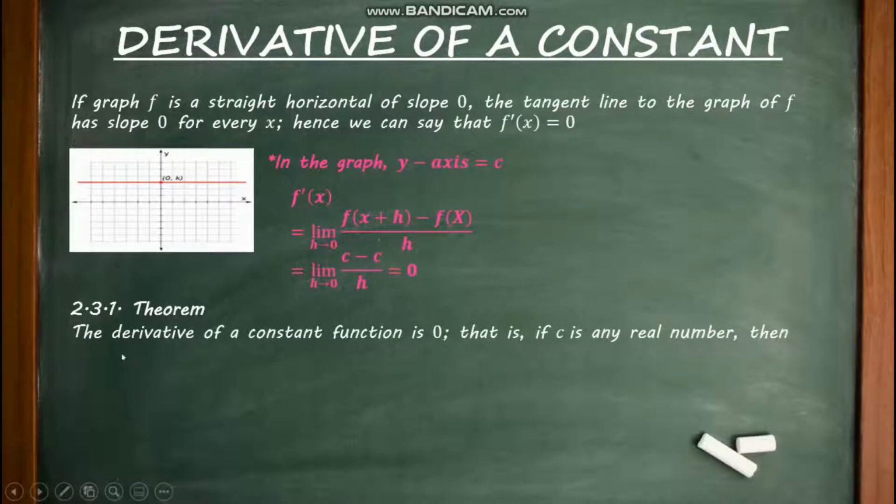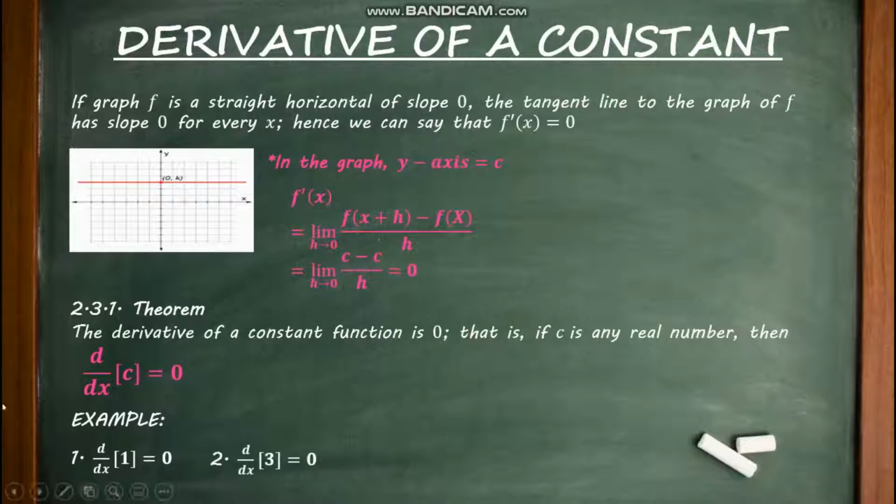Here we see that the derivative of a constant function is 0, that is, if c is any real number. We can see here the differentiation of c, any real number, is equal to 0. Here are some examples.